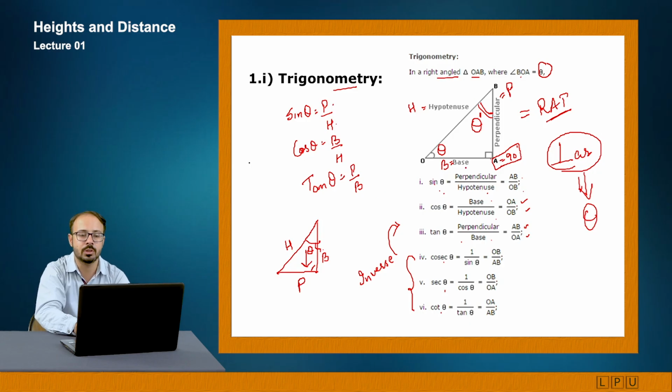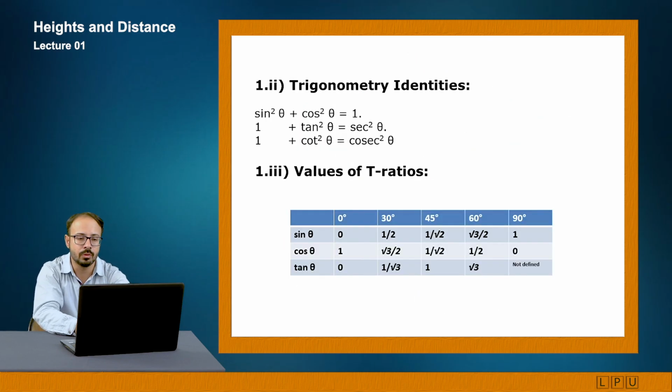For this theta, this base will act as P, this P will act as B, and this remains H. Perpendicular is always opposite to the angle you are looking for. That is for this particular thing. Clear? Now move to the next one. Now these are the identities as well as the t ratios. Sin square theta plus cos square theta is equal to 1.